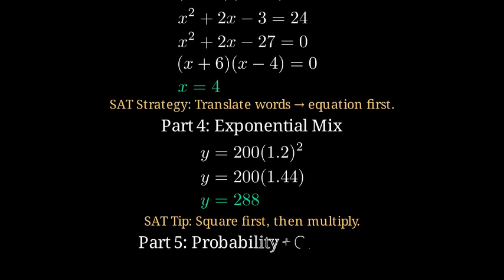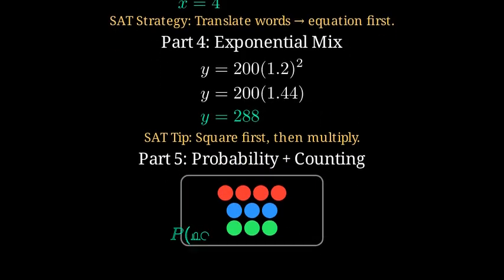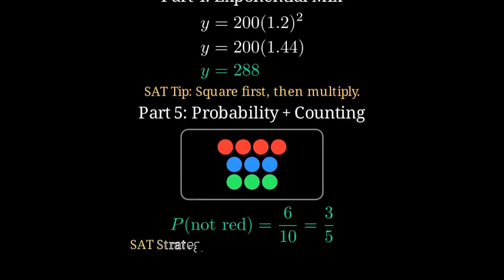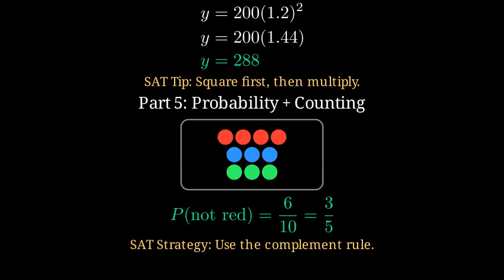Part 5. Probability plus counting. A bag has 4 red, 3 blue, and 3 green, so 10 total. Probability of not red is 6 out of 10, which simplifies to 3/5. SAT strategy. Use the complement rule instead of counting everything.